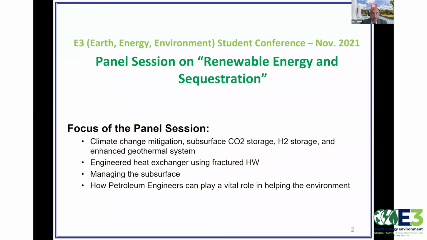The panel session will focus on climate change mitigation, subsurface CO2 storage, hydrogen storage, and enhanced geothermal systems. We will also see a very good example of the engineered heat exchanger using fractured horizontal wells. And we'll see several examples, several ideas relating to managing the subsurface and how petroleum engineers can play a vital role in helping the environment.